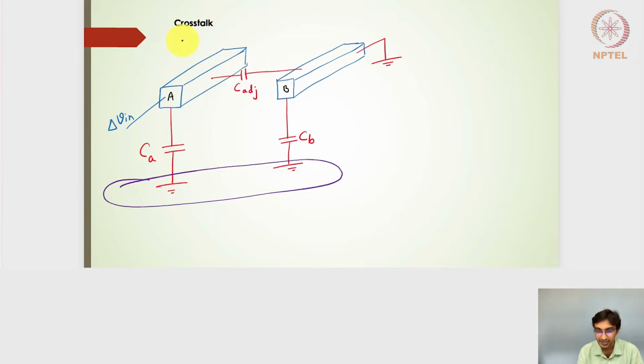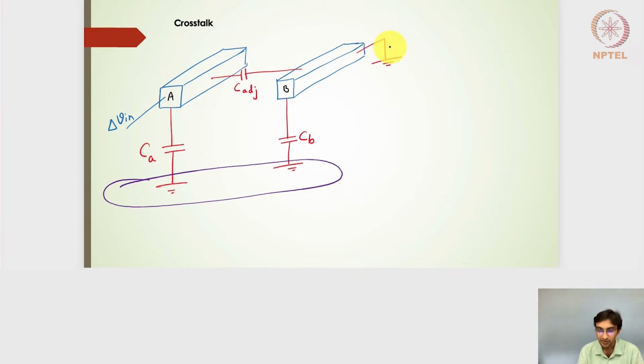Between wires A and B there is a dielectric, which gives an adjacent capacitance between wire A and B, and that's why I have denoted an adjacent capacitance between the wires A and B. And I've said that this particular wire is connected to the ground, so that is perfectly fine.